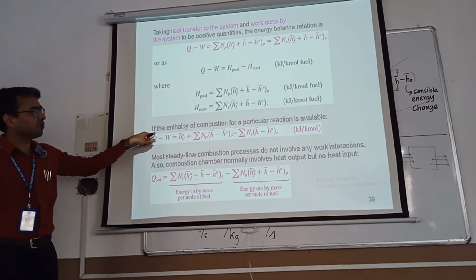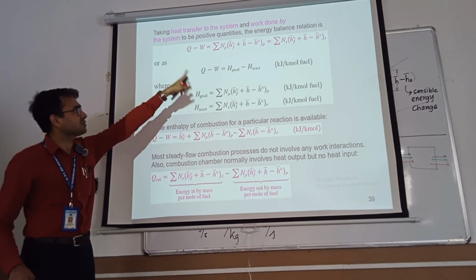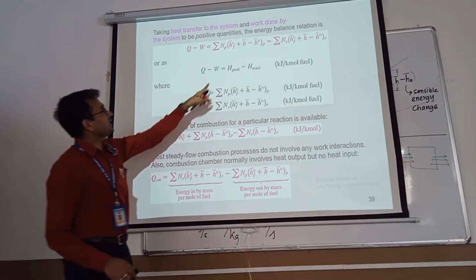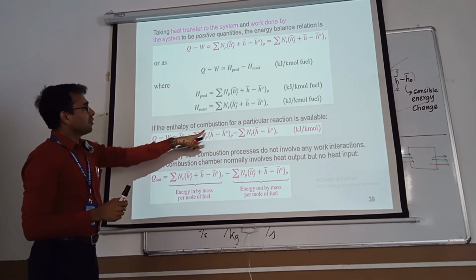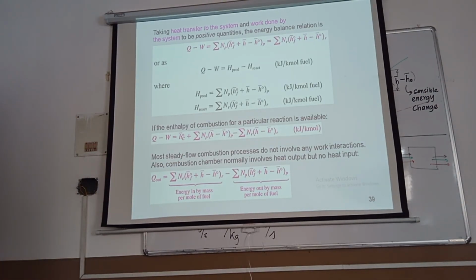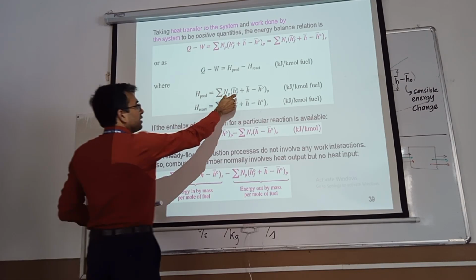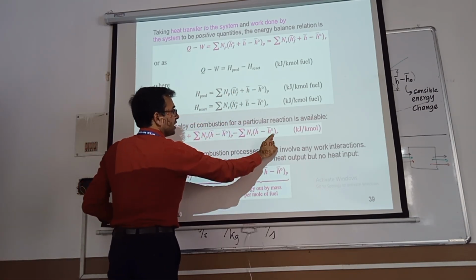And finally, enthalpy of combustion for a particular reaction. So if I just write for a particular reaction, it will be this one. Now you see, what is the meaning of enthalpy of combustion? Can you recall? Enthalpy of combustion is considered at a particular temperature and pressure. Therefore, the enthalpy of formation part for the products and reactants will come, and this will remain there. Right?